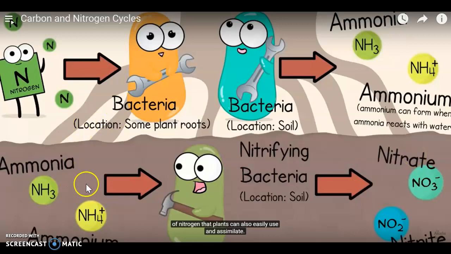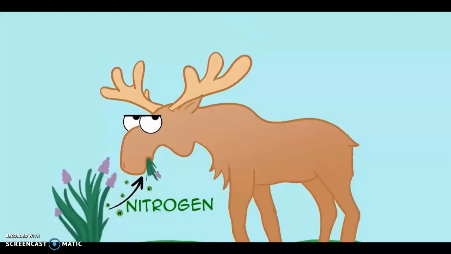They can't do a lot with the ammonium or the ammonia. They need it in nitrate form. So this nitrifying bacteria makes it in the usable form for the plants. Can also easily use and assimilate. Now, animals can eat those plants and obtain that nitrogen.